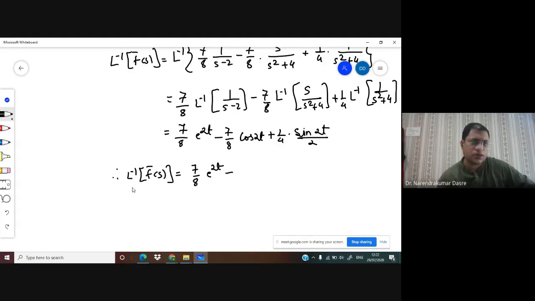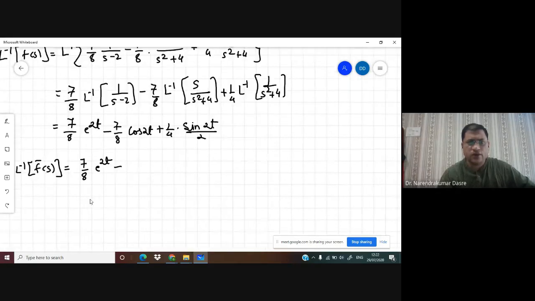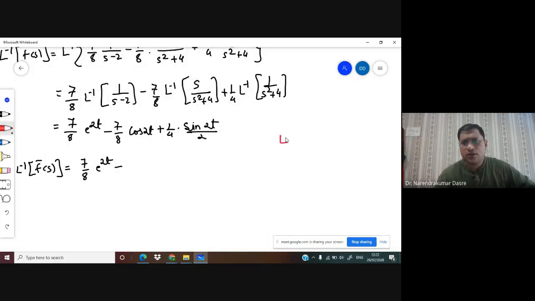Yeah, that's good. So what is the formula for inverse Laplace? The inverse Laplace of 1 upon s square plus a square is equal to sine of at upon a. So this is the formula. Here we have 1 upon s square plus 2 square, so the value of a is going to be 2. That's why it will be sine of 2t by 2. Got your query?